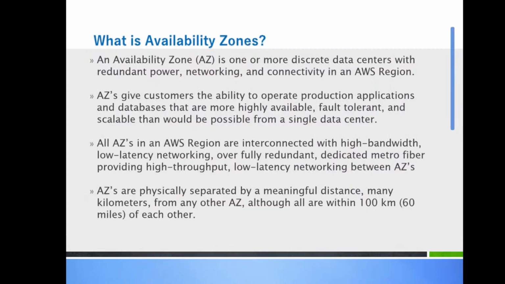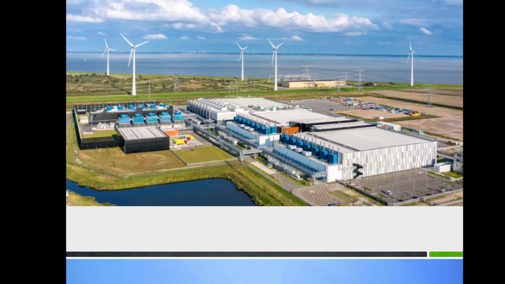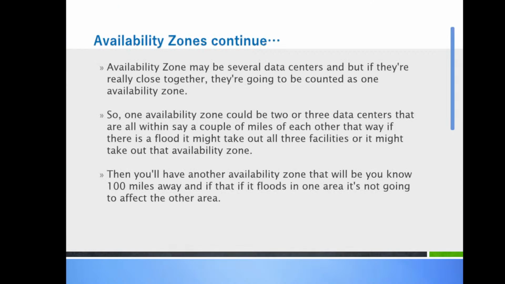Yes, sir. So there should be a meaningful distance between two data centers. An availability zone may be several data centers, but if they are really close together, they are going to be counted as one availability zone. Just as we discussed, one availability zone could be two or more data centers within, say, a couple of miles of each other. In that way, if there is a flood, it might take out all the facilities, or it might take out the one availability zone.